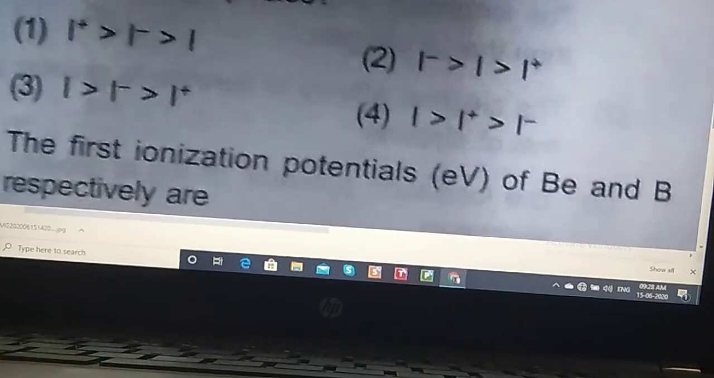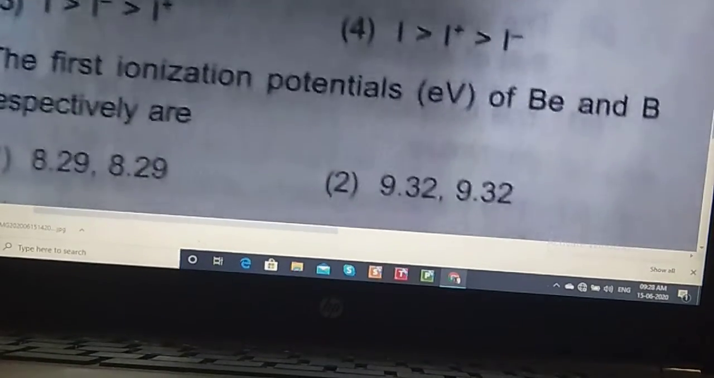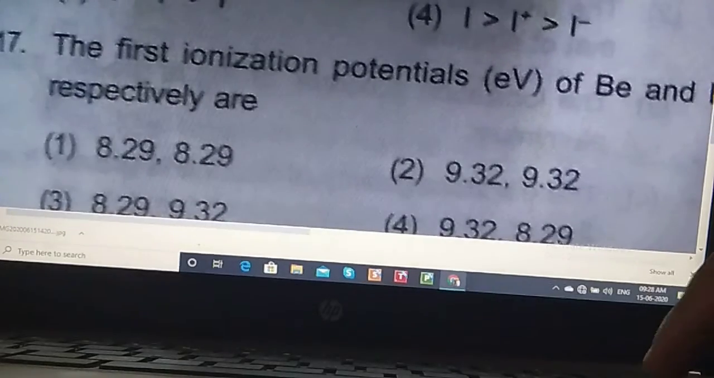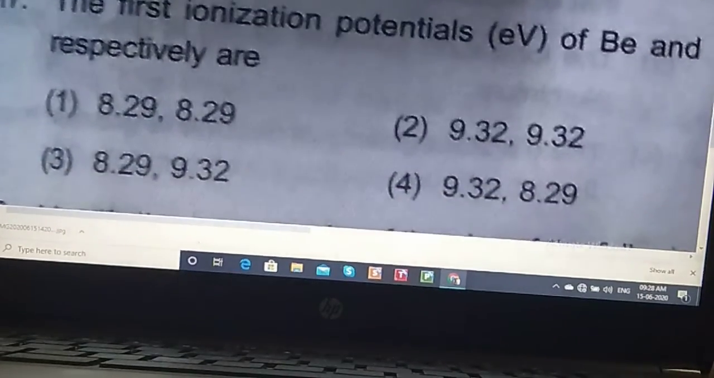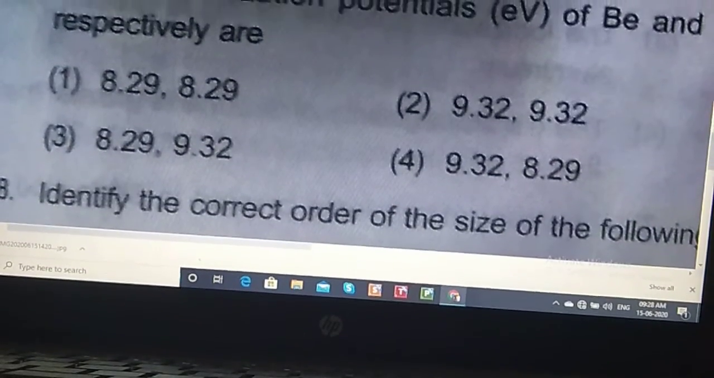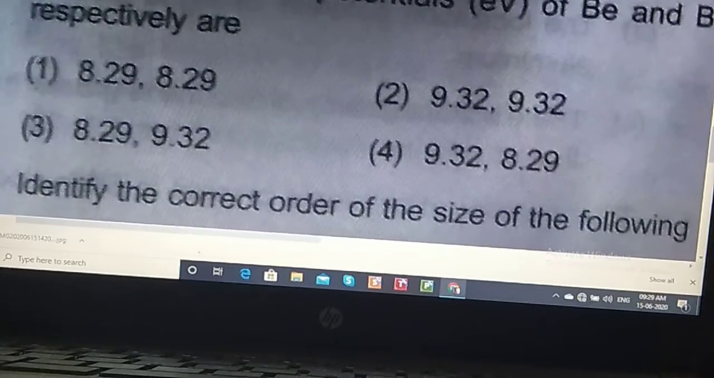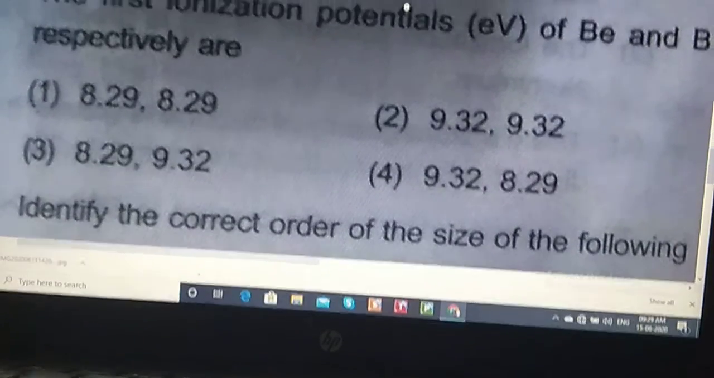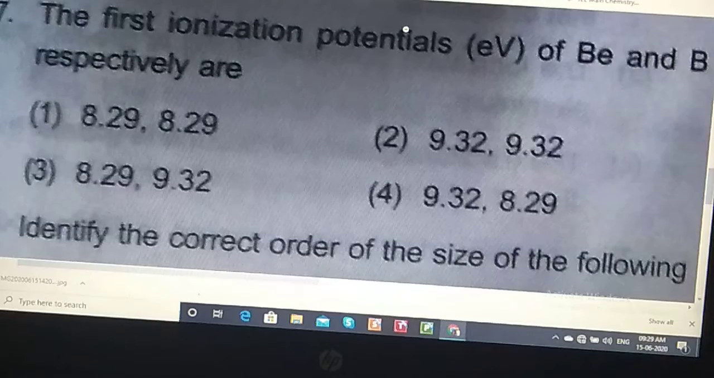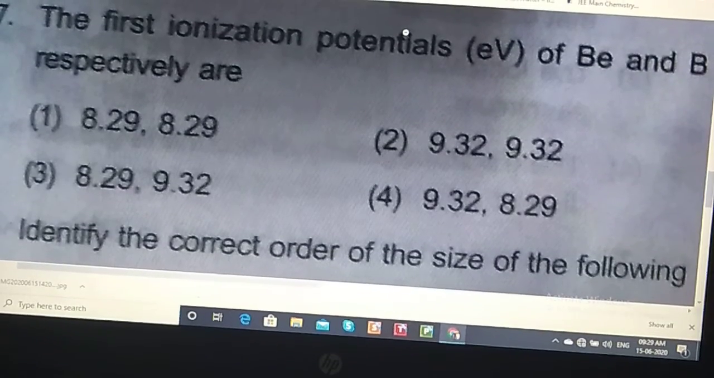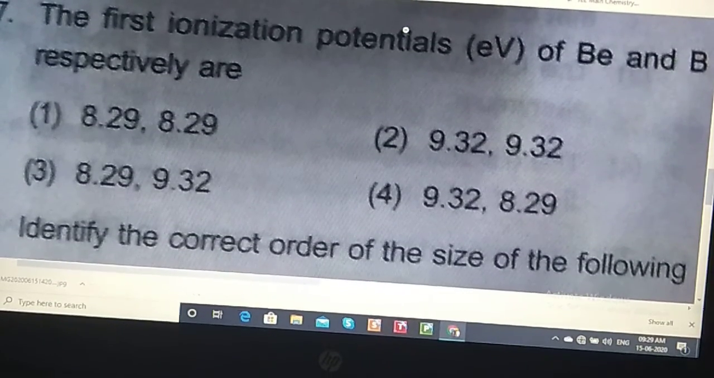Now let us move to question number 17 and see what it is all about. Question number 17 is saying: the first ionization potential in electron volt for beryllium and boron respectively are.